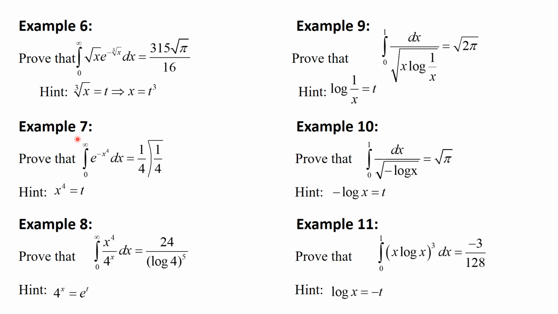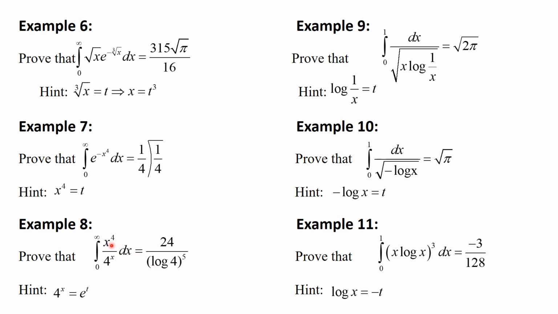Next example 7. Prove that the integral from 0 to infinity e raised to minus x raised to 4 dx. Now e raised to minus t, and hence the substitution goes with x raised to 4 is equal to t. Example 8. Prove that the integral from 0 to infinity x raised to 4 upon 4 raised to x is equal to 24 by log 4 raised to 5.